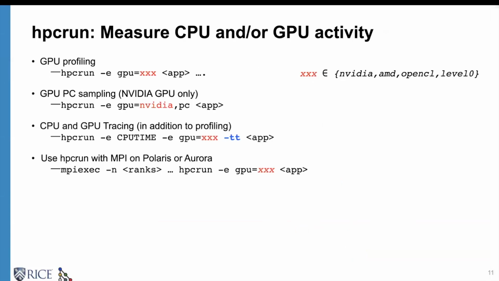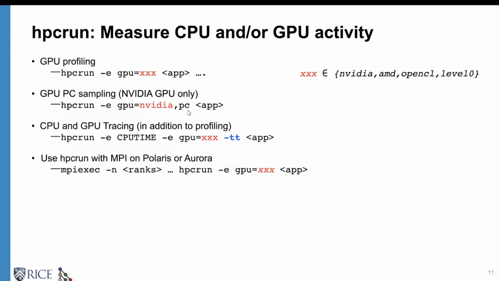So to use hpcrun to measure CPU or GPU activity, it's pretty simple. You'll say hpcrun -e, saying I have an event I want to measure. And so here we'll say GPU, and you'll tell it what kind of GPU. And so that's NVIDIA, AMD, OpenCL, or Level Zero. We're going to change these to CUDA and ROCm, but this is the way it is now. We can collect instruction level measurements on NVIDIA GPUs. You can say gpu=nvidia,pc, and this means that we're collecting the PC samples at the level of individual instructions.